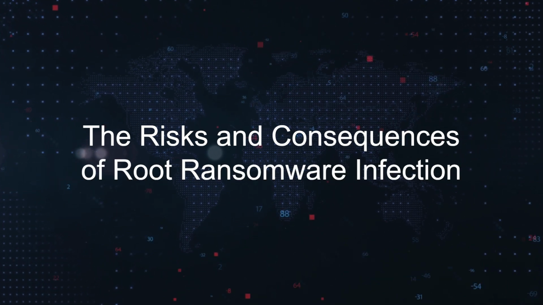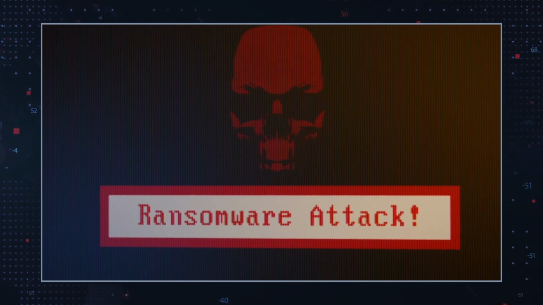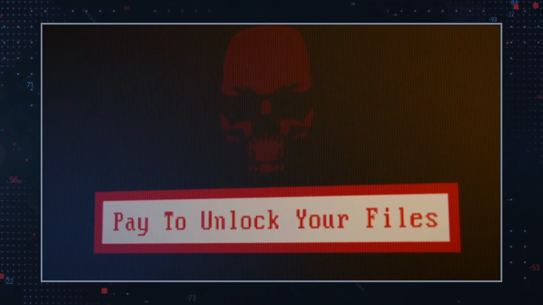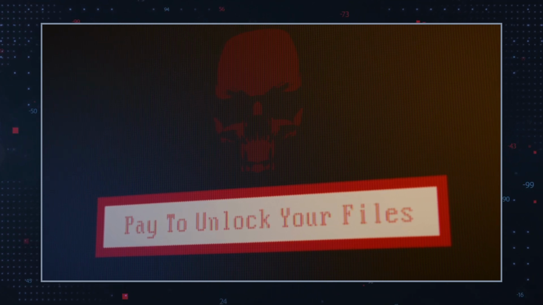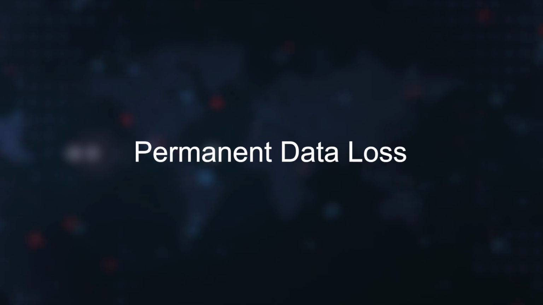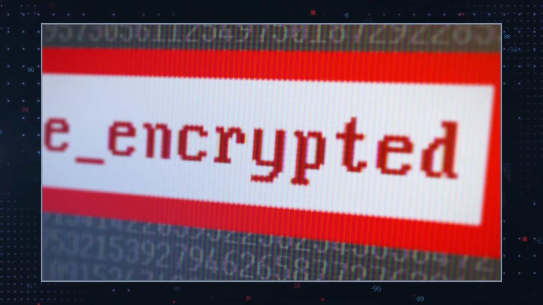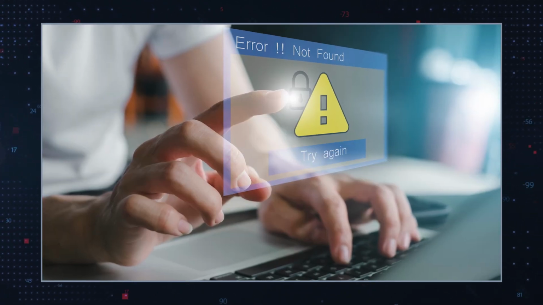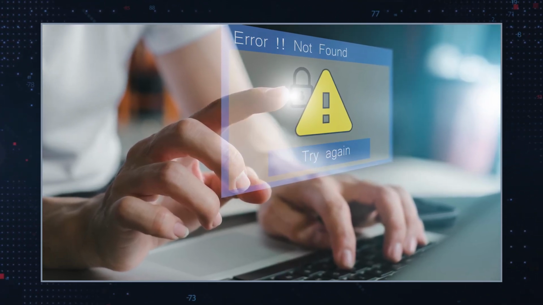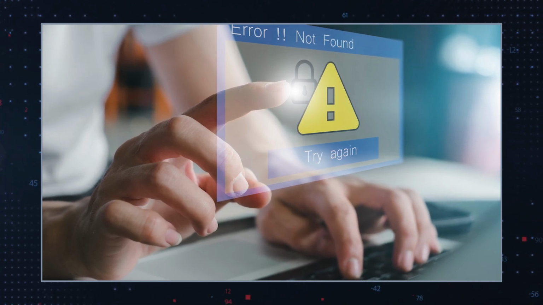The risks and consequences of Root ransomware infection. Once installed, Root encrypts various file types, rendering them unusable without the decryption key. The consequences of this infection can be devastating for both individuals and businesses. Here are the primary risks associated with Root ransomware. Permanent data loss. Root ransomware poses the most immediate threat of permanent data loss. If victims do not have reliable file backups, they may lose access to crucial data forever, especially if they refuse to pay the ransom or if the attackers do not provide the decryption key after payment.